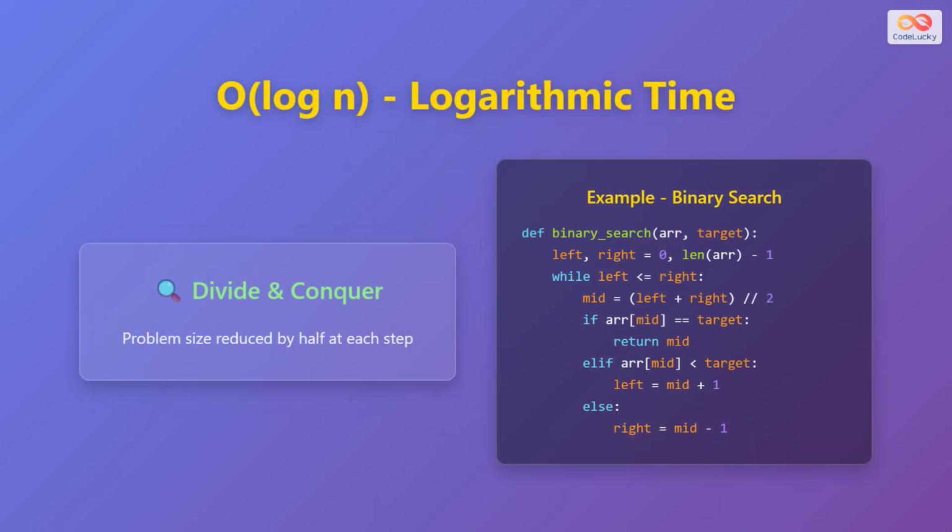Now let's take a look at big O of log n or logarithmic time. Logarithmic time algorithms are very efficient, especially when dealing with large datasets. A common example is binary search. Imagine you have a sorted array, and you want to find a specific element. Instead of looking at each element one by one, we repeatedly divide the search interval in half. If the target element is less than the middle element, then we search the left half. Otherwise, we search the right half. This divide and conquer approach drastically reduces the search space with each step.